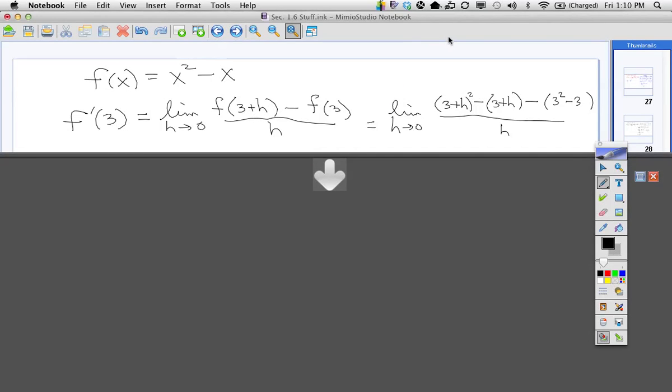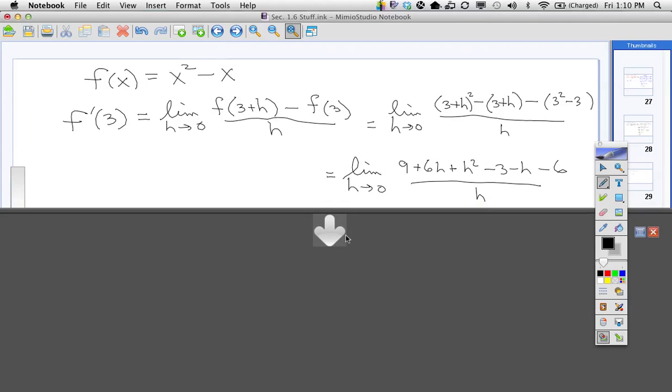Okay? All right. So 3 plus h quantity squared, minus 3 plus h. So that right there is the blue part, right? That first part. Then we plug a 3 in. 3 squared minus 3 goes there. When we FOIL this, we get 9 plus 6h plus h squared. We distribute, isn't that where it happened? You guys got 7 right there? It should be minus 3 minus h. And then minus 6.